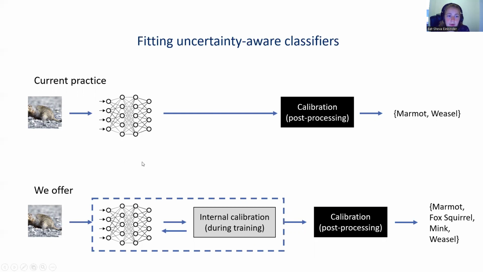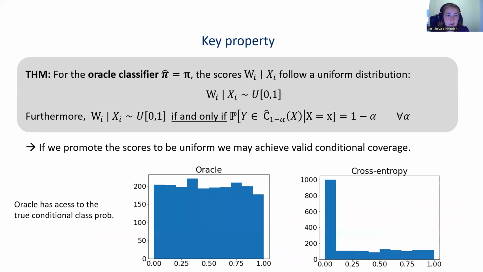What we suggest to do in our paper is combine these two phases of training and calibration during training and achieve a machine learning model that thinks conditional coverage. How do we do this? We base our suggestion on a theorem mentioned in the paper. For the oracle classifier, pi, which is the perfect model that has access to the true conditional class probabilities, the conditional scores, W_i, conditioned on x_i, follow a uniform distribution. Moreover, they are uniform if and only if we achieve valid conditional coverage for any coverage level. So we understand that if we promote the scores to be uniform, we may achieve valid conditional coverage.